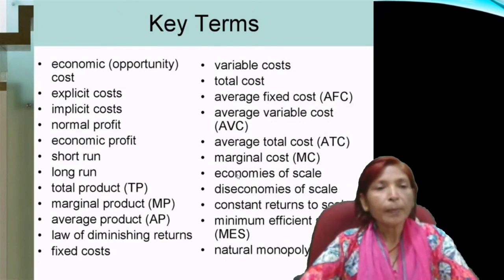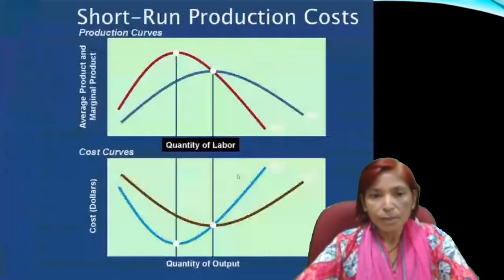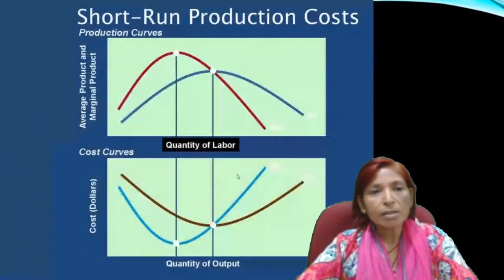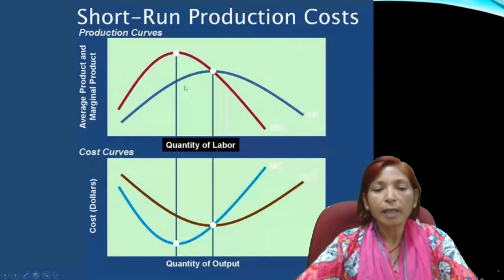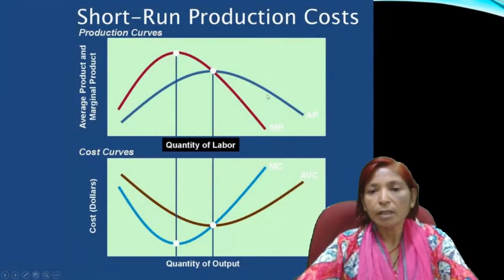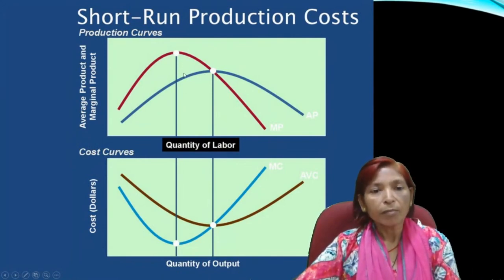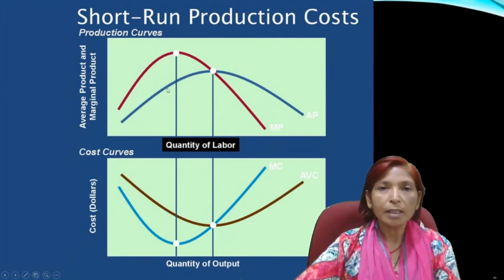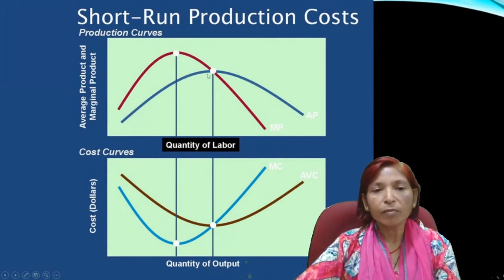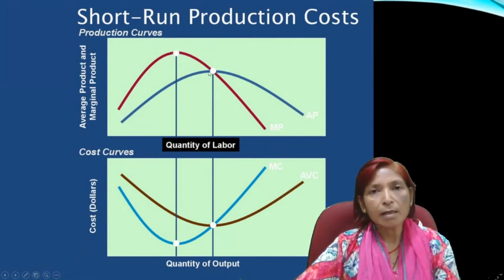Next is short run production cost. You know that the production curve is always a reverse U-shaped curve and the cost curve is always a direct U-shaped curve. This blue line is showing the average production curve. The AP curve is always a reverse U-shaped curve because in the beginning production increases, after that production becomes maximum, and at last, due to diminishing returns to scale, production will start declining.